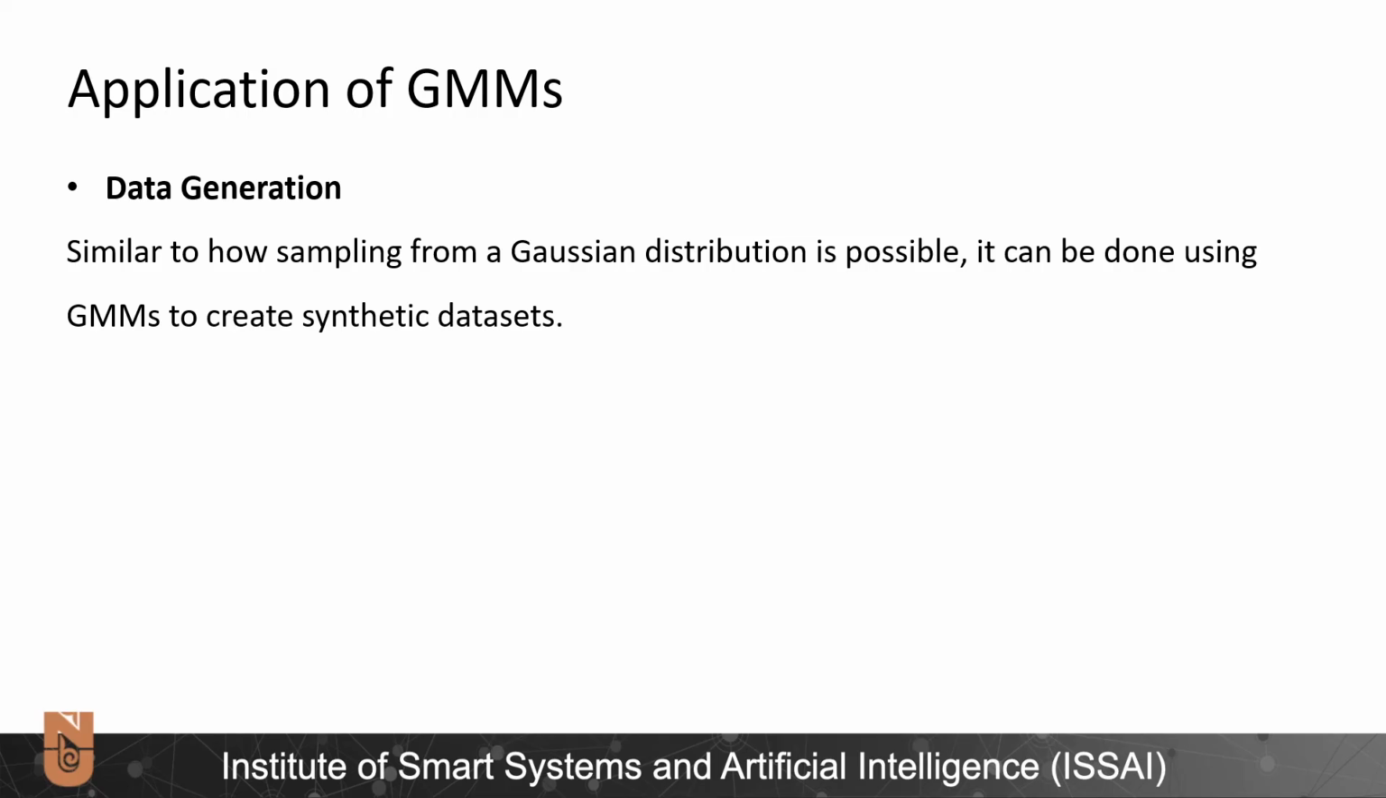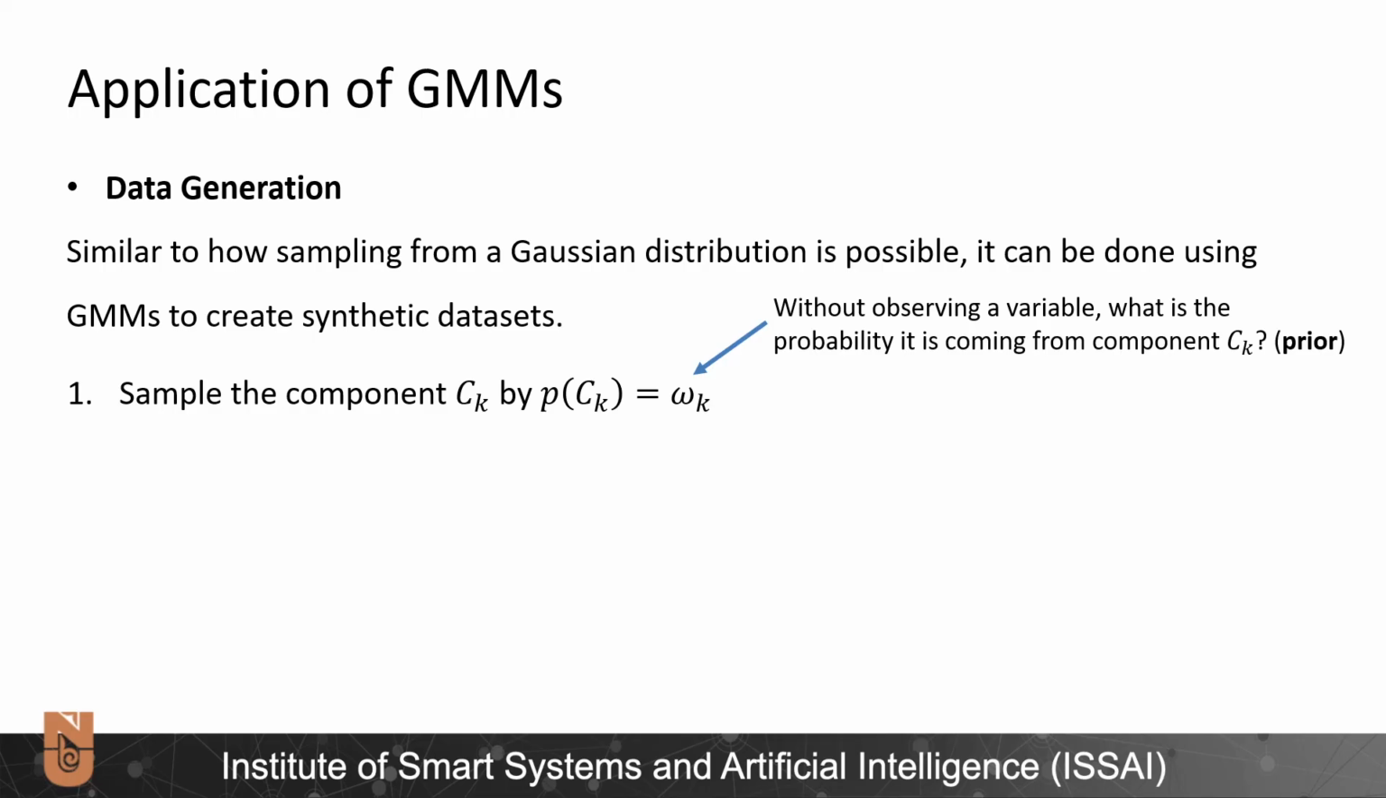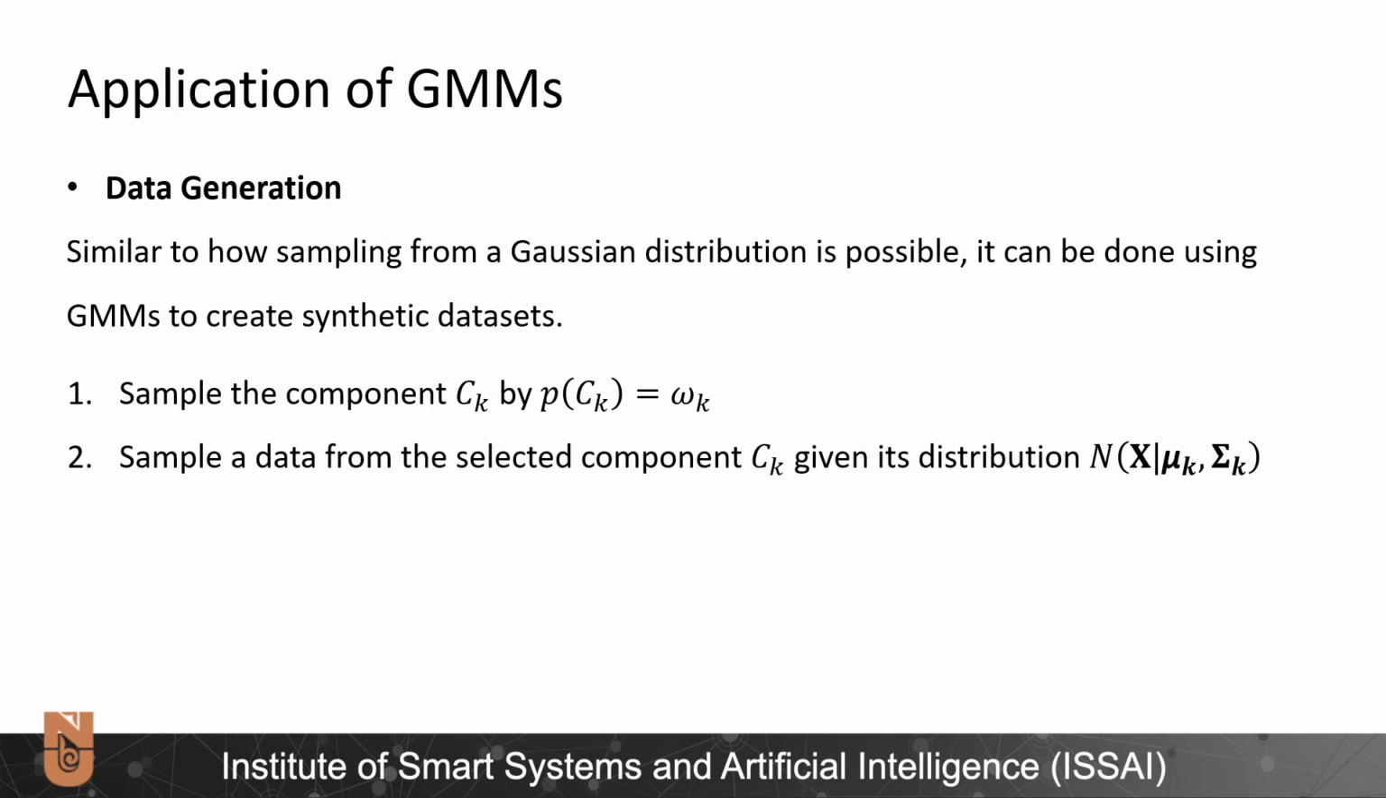Another useful application is data generation. Similar to how sampling from a Gaussian distribution is possible, it can be done using Gaussian mixture models to create synthetic datasets. To do so, we first sample from which component to generate the data. The probability of sampling the component is given by its omega parameter. It can be interpreted as, without observing a variable, what is the probability it is coming from a component ck. Finally, once a component is chosen, we sample data from the selected component given its distribution, which is defined by the learned parameters.